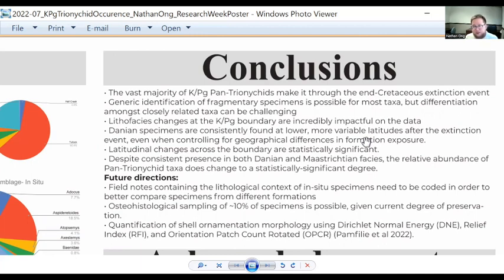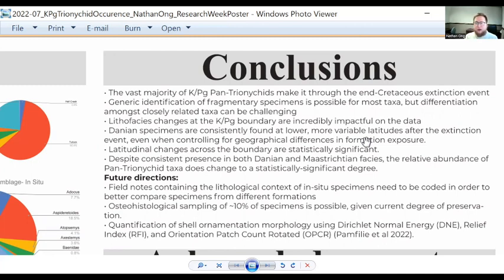Lithofacies changes at the KPG boundary are incredibly impactful on the data, and that applies both to the latitudinal distribution of these formations, but also the lithofacies, like the actual rock distributions of these data.